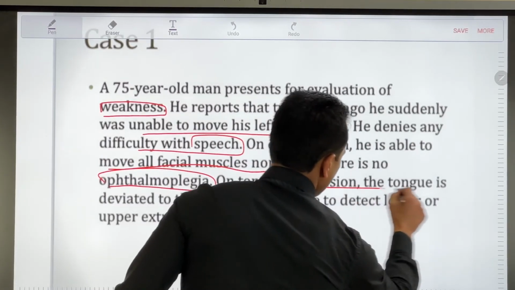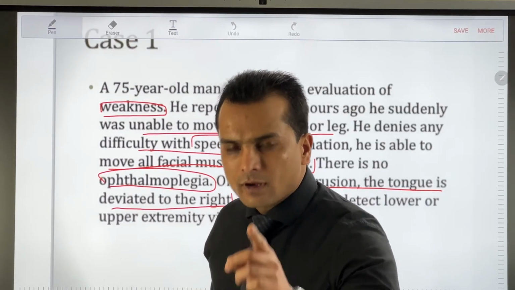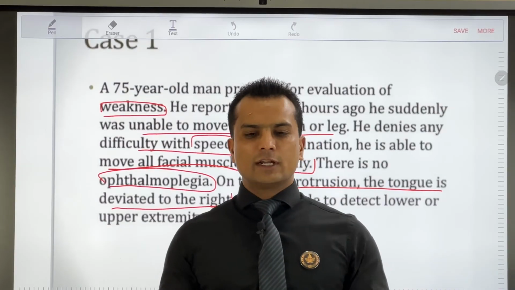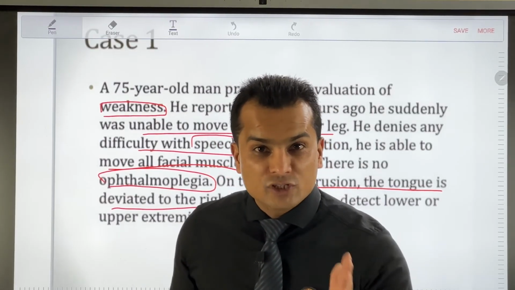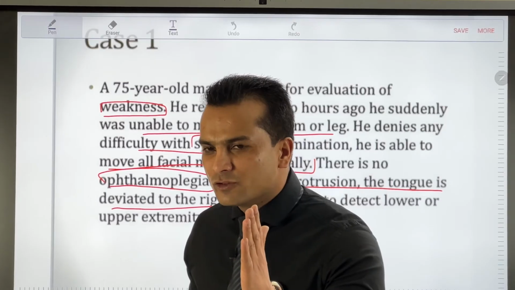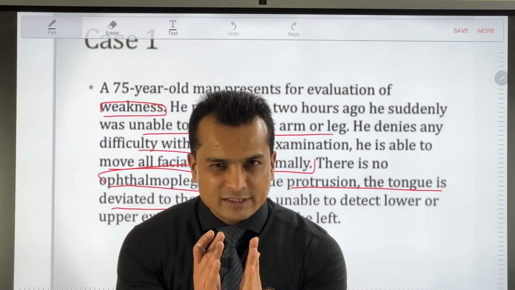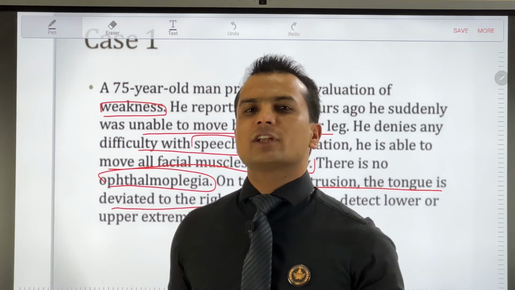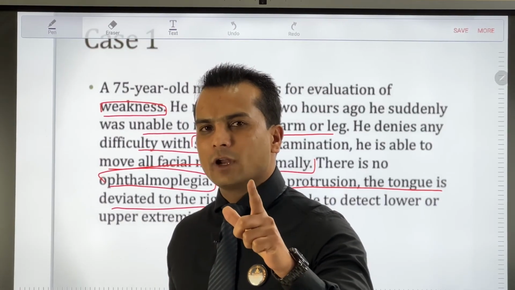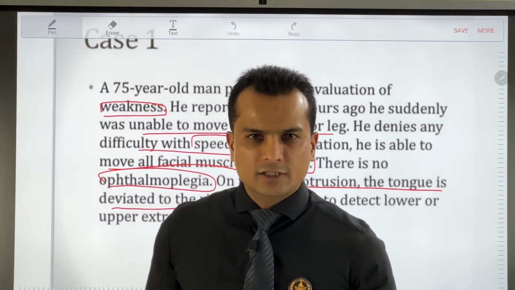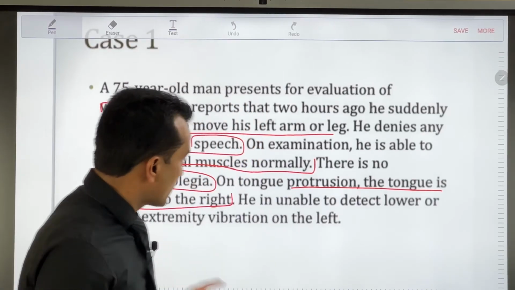On tongue protrusion, the tongue is deviated to the right. Here is the answer. The tongue is innervated by which cranial nerve? The last cranial nerve, the hypoglossal nerve. The hypoglossal nerve originates on the medial side of the medulla, and the medial side of the medulla receives blood from which artery? The anterior spinal artery. If you don't know the blood supply of the brain, do watch my lectures on it. The anterior spinal artery, a branch of the vertebral artery, supplies the medial side of the medulla, where we have the 12th cranial nerve, which supplies the muscles of the tongue. All the muscles of the tongue are innervated by the hypoglossal nerve except palatoglossus, which is innervated by the 10th cranial nerve, the vagus nerve.